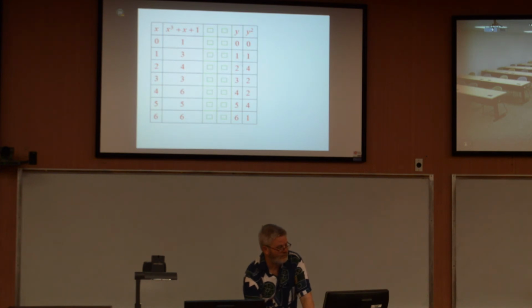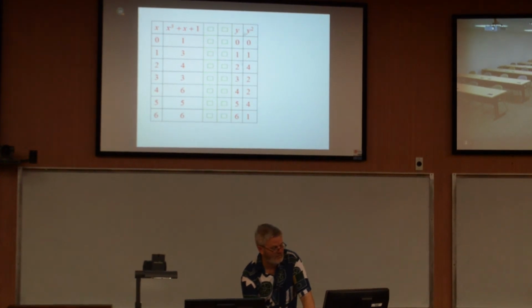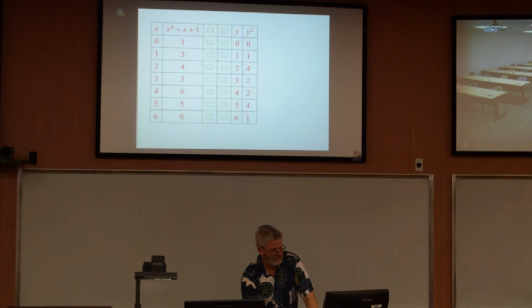All right, now what if we do the y values and start squaring? We get 0, and 1 squared is 1, 2 squared is 4, 3 squared is 9, but 9 minus 7 is 2, 4 squared is 16. You can subtract 7 twice and get 2. 5 squared is 25, and that's 4 above a multiple of 7, so that would be 4. 6 squared would be 36, and that's 1 above a multiple of 7, 35, 5 times 7.